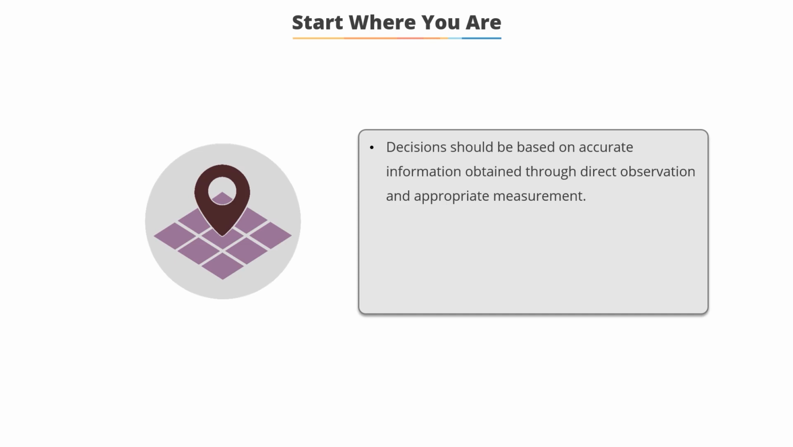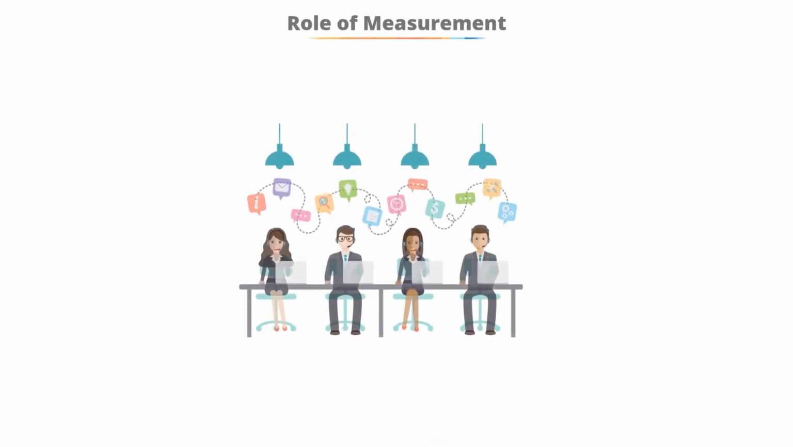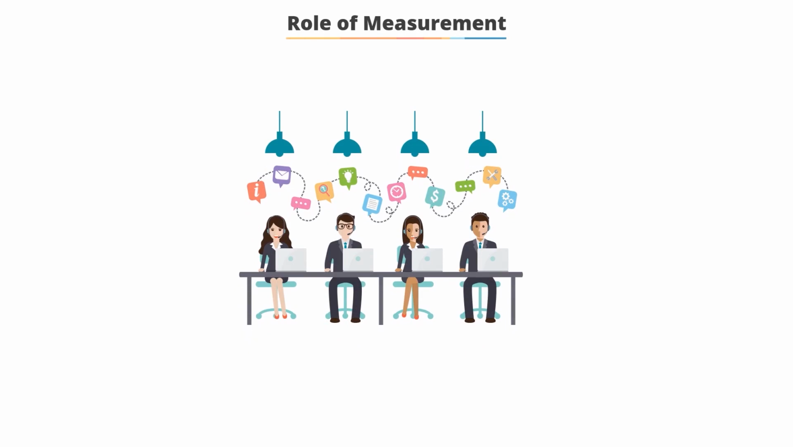This is due to the difficulty of accurately measuring certain data, or the unintentional bias or distortion of data that is produced through reports. Getting data from the source helps to avoid assumptions which, if proven to be unfounded, can be disastrous to timelines, budgets, and the quality of results. Goodhart's law states that when a measure becomes a target, it ceases to be a good measure. The use of measurement is important to this principle.